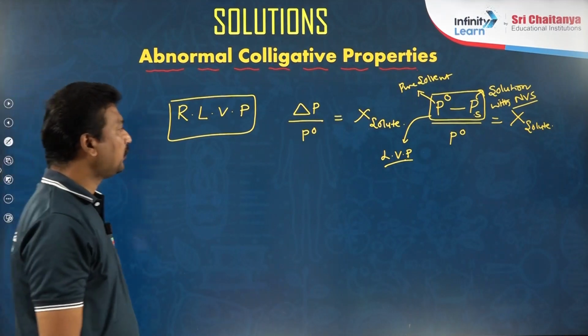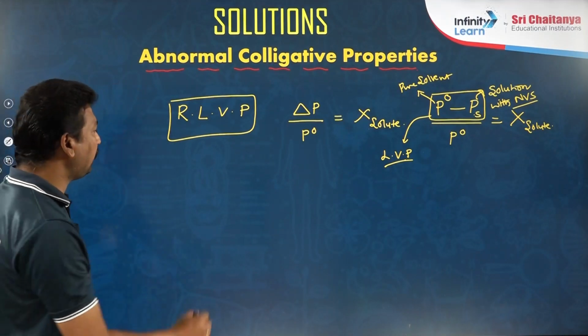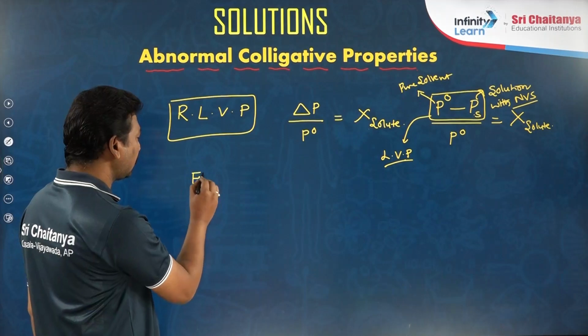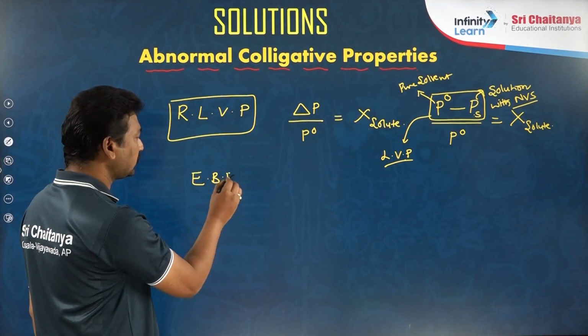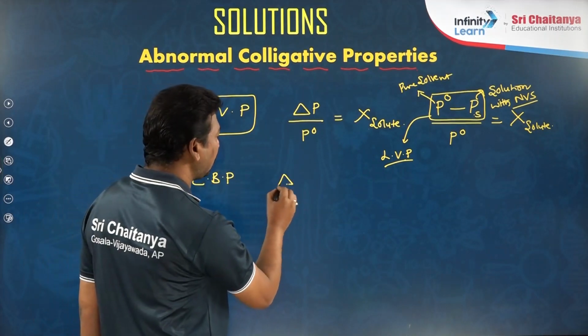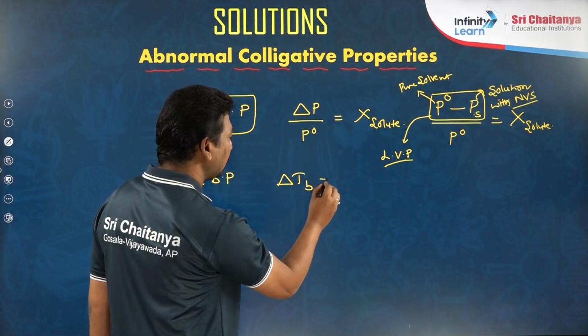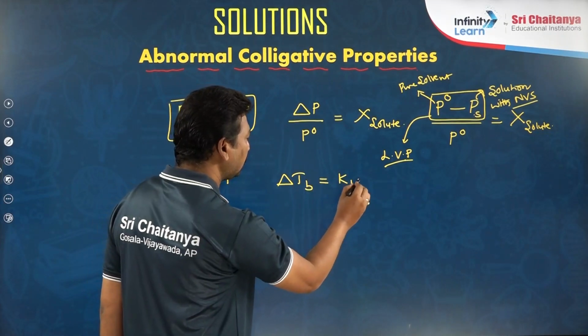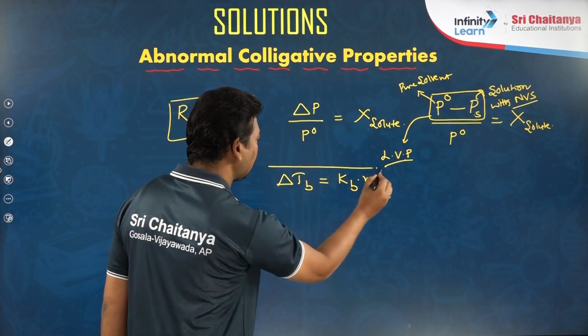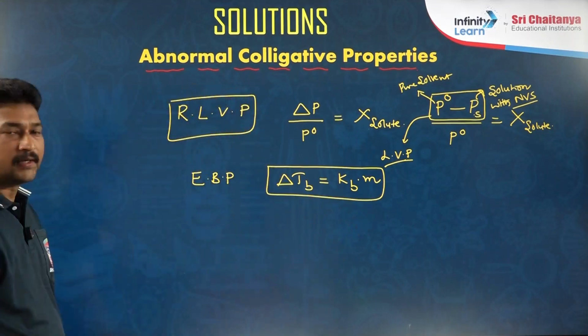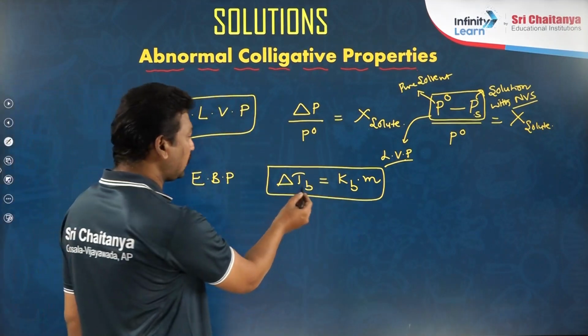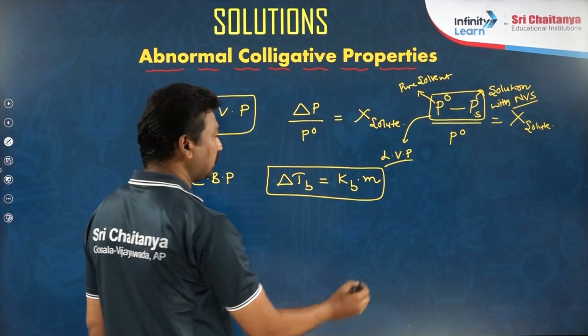And what is another colligative property? Elevation in boiling point. For that, the expression is delta TB is equal to Kb into molality. What is delta TB? Delta TB is the difference in the boiling point.